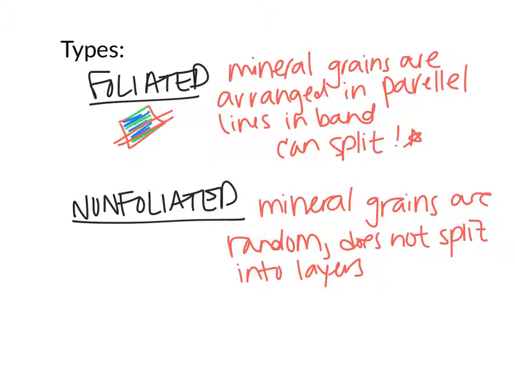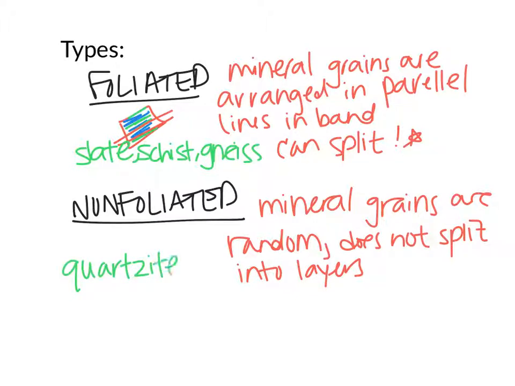All right, an example of a foliated rock would be slate, schist, or gneiss. And a non-foliated rock would be like quartzite or marble. And all of these come from different kinds of rocks. So they're different kinds of sedimentary rocks. Then they go through a lot of heat and pressure and they turn into something new.